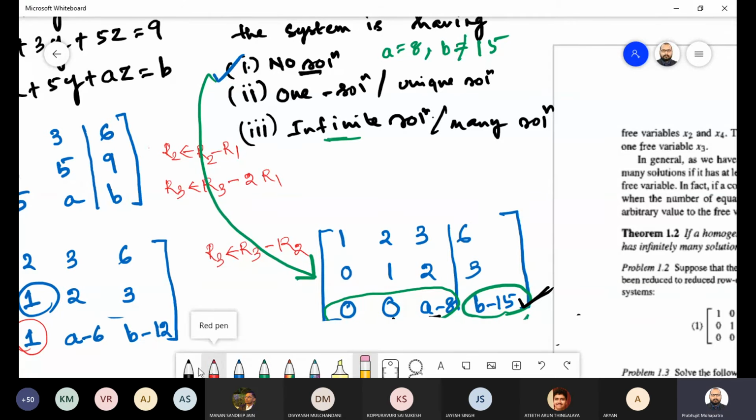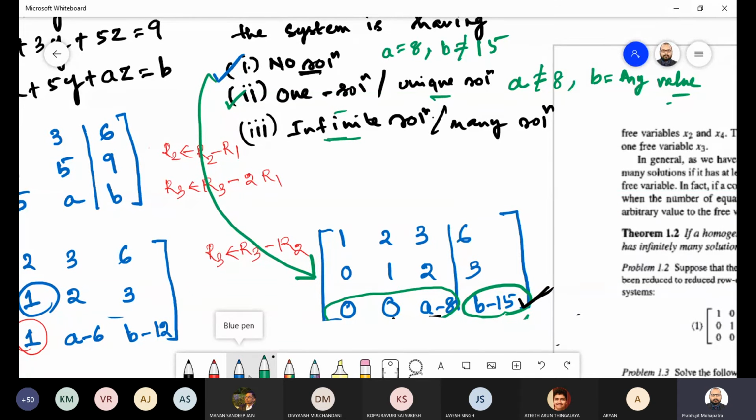Next, it is asking for one solution. One solution means unique solution. To be a unique solution, the determinant should not be equal to 0. So to make the determinant not equal to 0, a should not be equal to 8, and b can be any value. That is how we can have the unique solution.